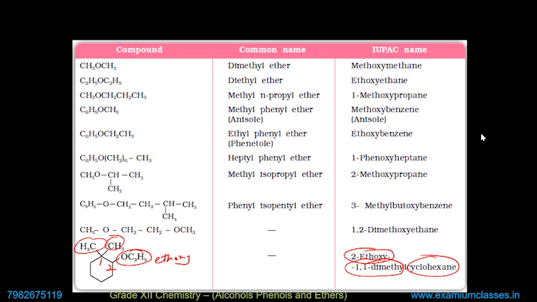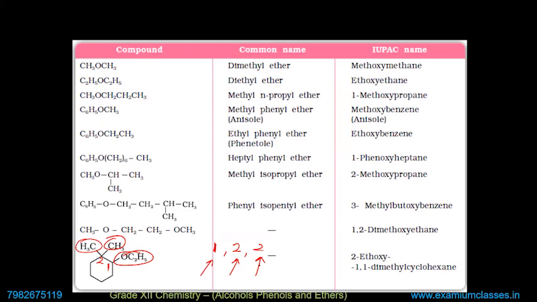Yashtika, yes, the numbering part is you choose the branching which gives you the least number. Suppose you consider this one as 1, then this will be 2. So in that case, it will be 1-ethoxy and 2,2-dimethyl. At 1, you have just one branch. At 2, you have two branches. That's why you have written 2 two times.